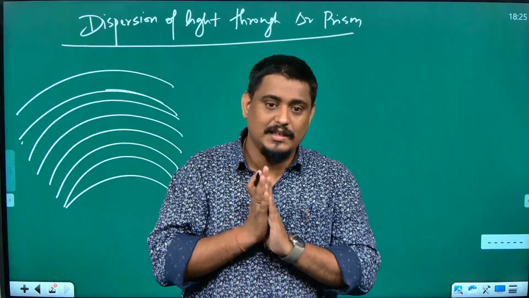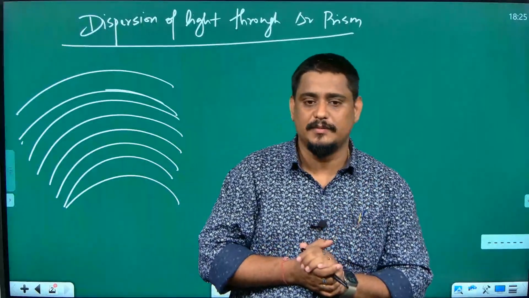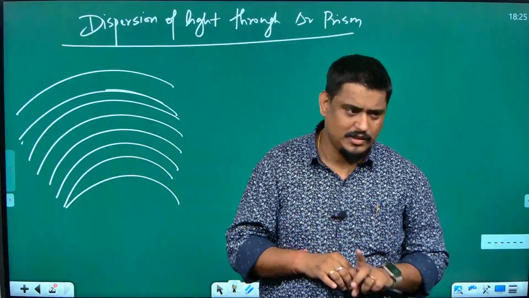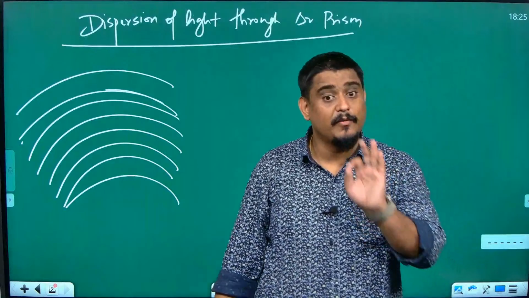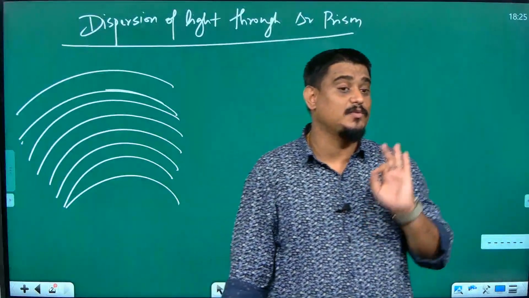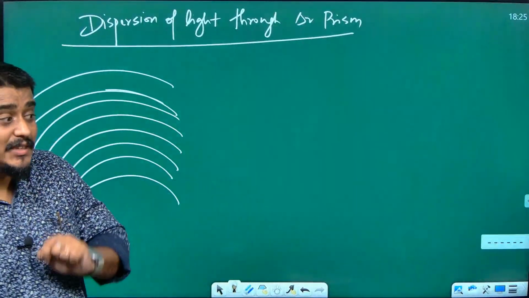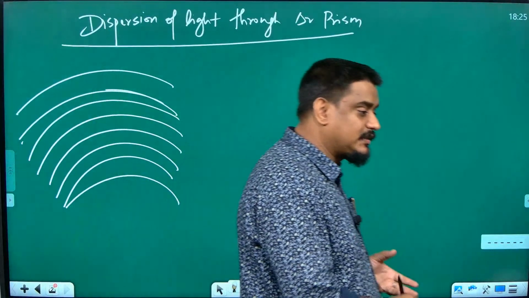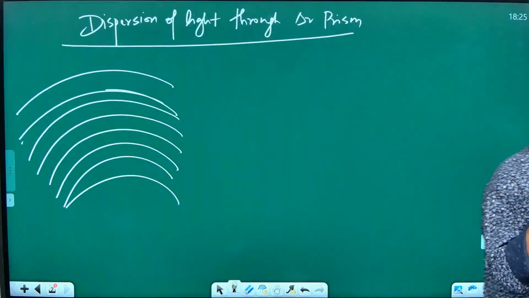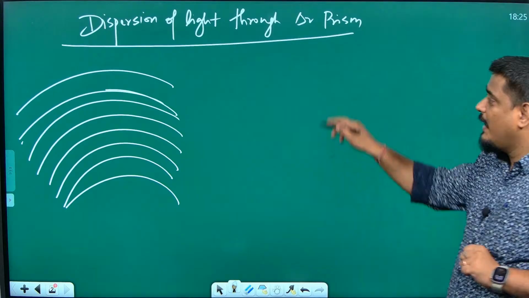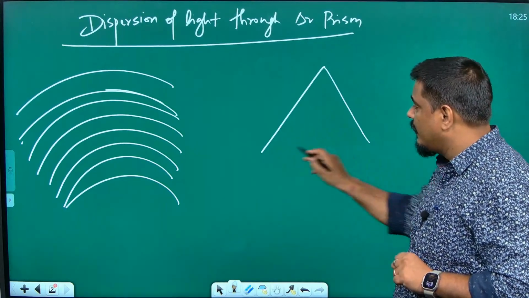White. Sunlight actually is white in color. If you say sunlight is yellowish in color, it is wrong. It's not yellowish in color. Sunlight is white in color. But this white light comprises 7 different colors. Who found this? Newton found this. And how did he find this? By doing an experiment and keeping a prism.